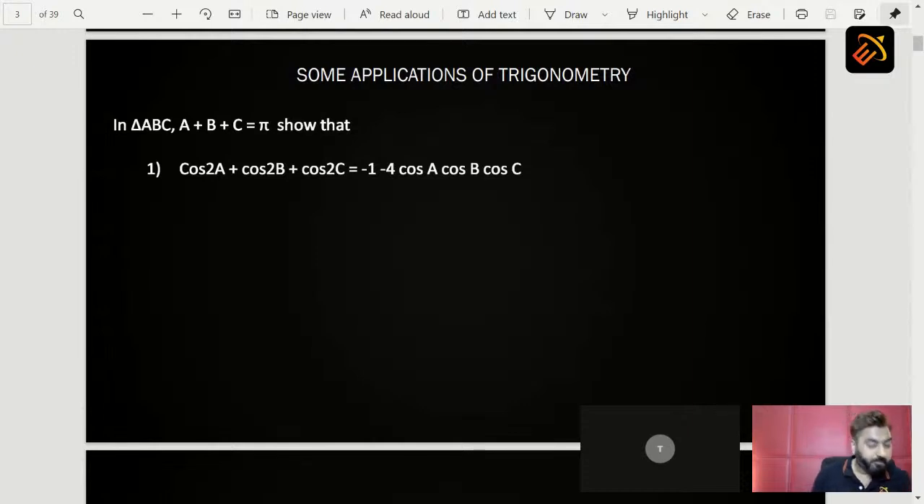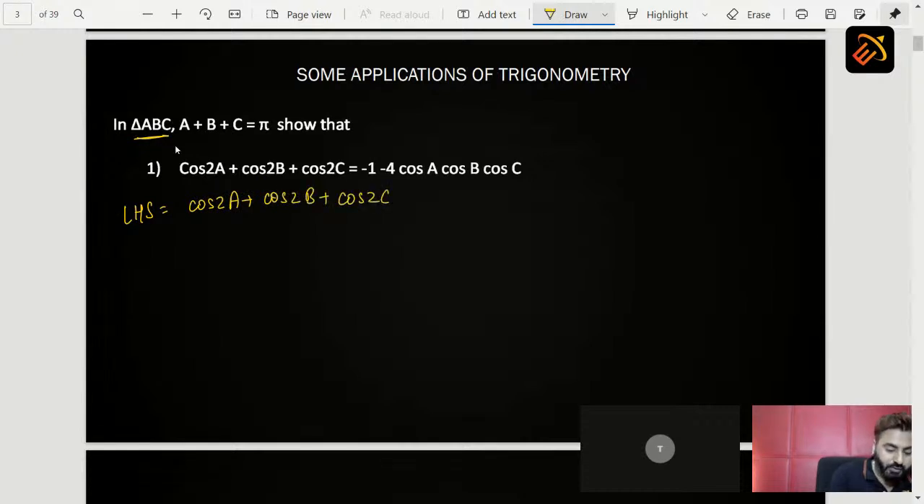Now we need to prove something. That means we know that if we solve LHS, we will get RHS. Now what did I say? You can apply this triangle law formula only when it is mentioned in the question that in triangle ABC. So let us consider left hand side. So what is given in our left hand side? We are given cos 2a plus cos 2b plus cos 2c.